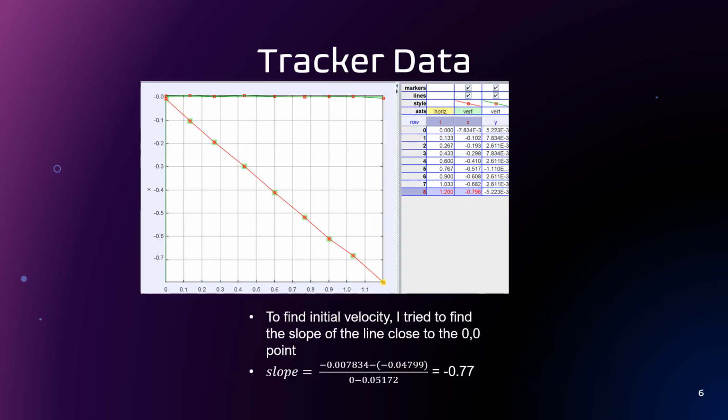The tracker data yields this graph where the vertical axis is the displacement, or the position, and the horizontal axis is time. To use in my computational model, I was interested in the initial velocity at the start, and to find this, I used a slope formula and picked 2 points on this line that were very close to 0,0. And this yielded negative 0.77, which means that the initial velocity of the object is negative 0.77.